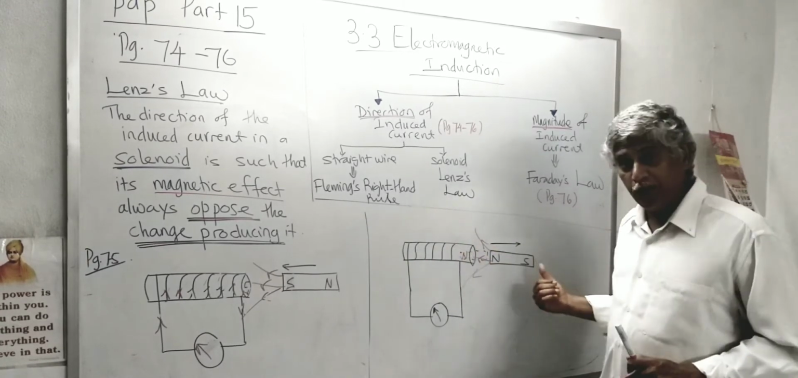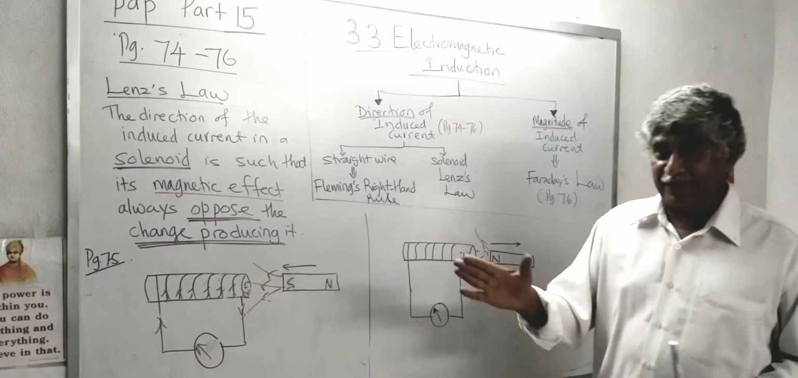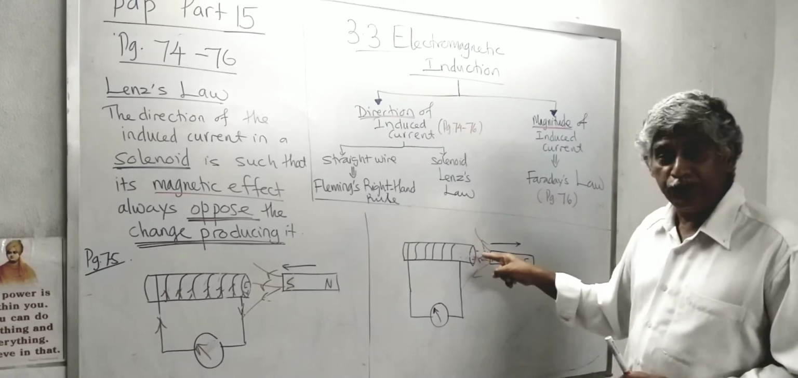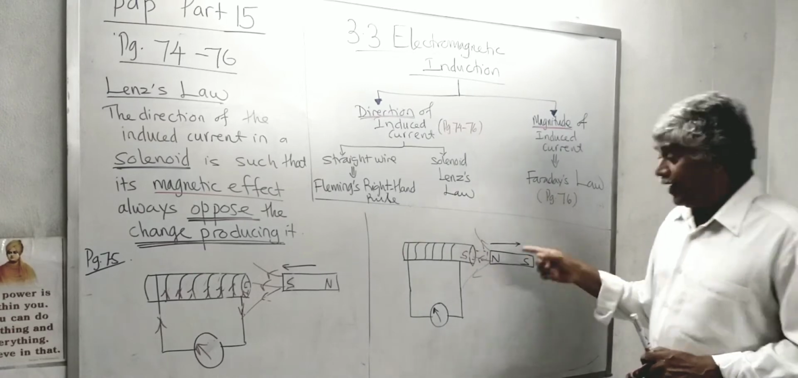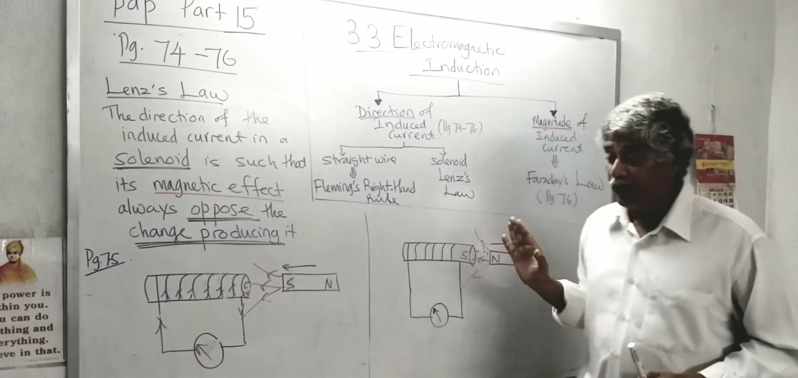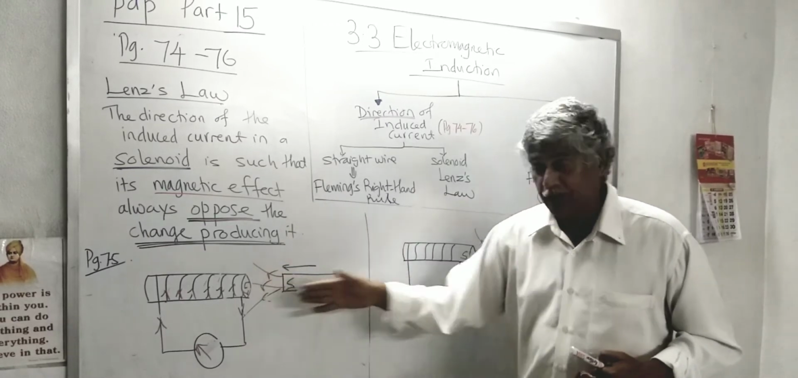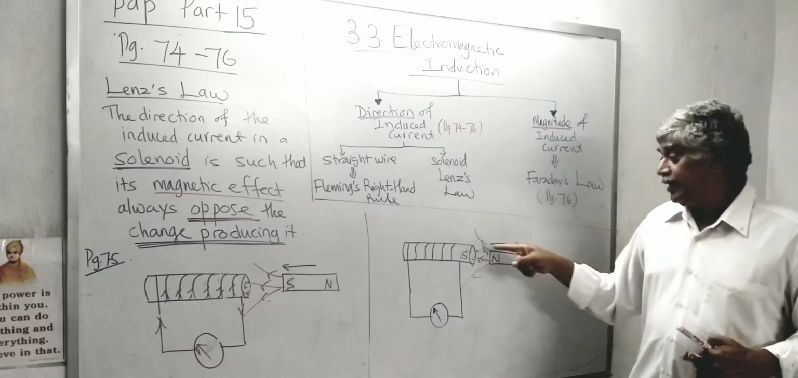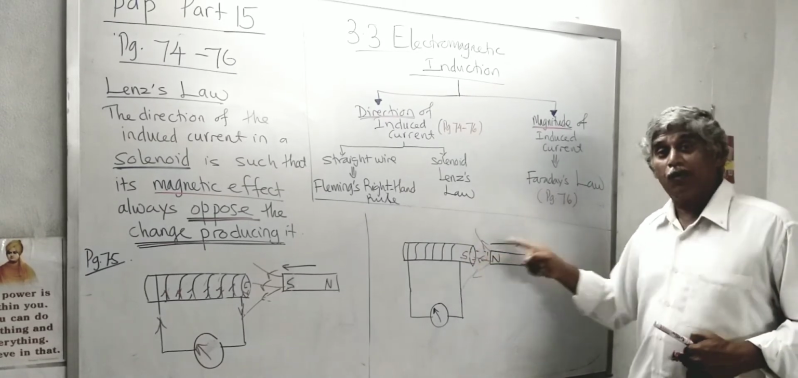So when the north pole is leaving, to oppose the north pole from leaving, it must attract. So to attract, what pole should be induced here? It should induce the south pole, to attract back. Just now it opposed. When the north pole was going in, it opposed; south pole going in, it opposed. When the north pole is leaving, or the south pole is leaving, this solenoid's induced magnetic field will oppose the magnet from leaving.